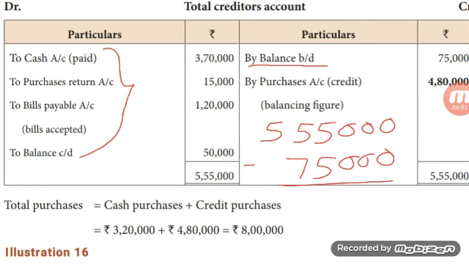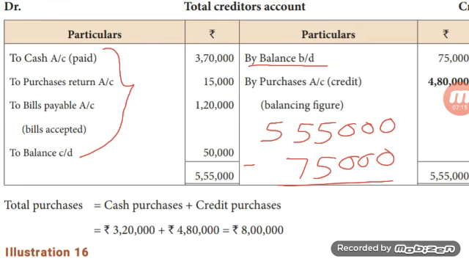The debit side total is 5,55,000. The credit side total is 75,000. The difference between the two, 5,55,000 minus 75,000 is equal to 4,80,000. 4,80,000 is credit purchases.